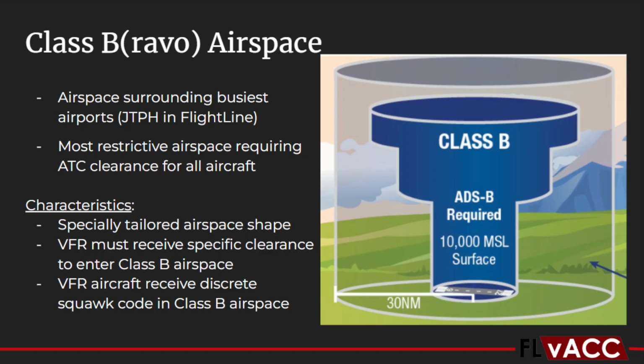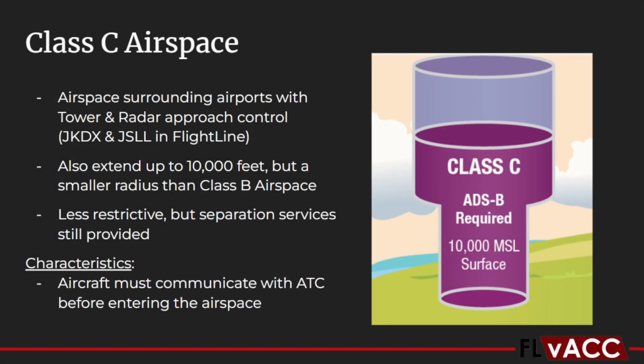Class Bravo airspaces are specifically shaped to fit the airport's needs and are especially restrictive for VFR aircraft, which you will again see what that means in a later lesson. Class Charlie airspace surrounds the airports that are busy enough to have a tower and radar approach control, but not busy enough to be deemed a Class Bravo. In Flightline, these are the Royal de la Rue and Willenhall Square airports.